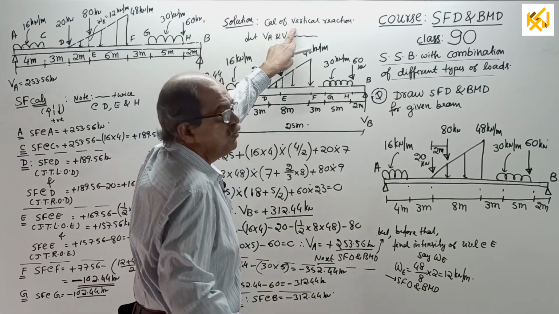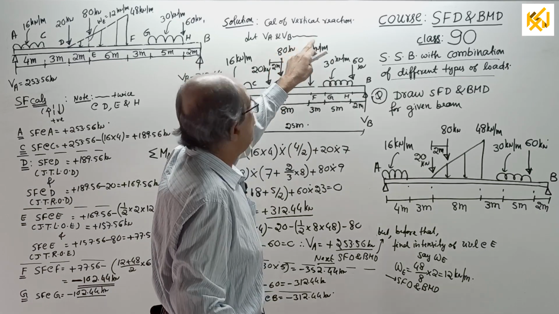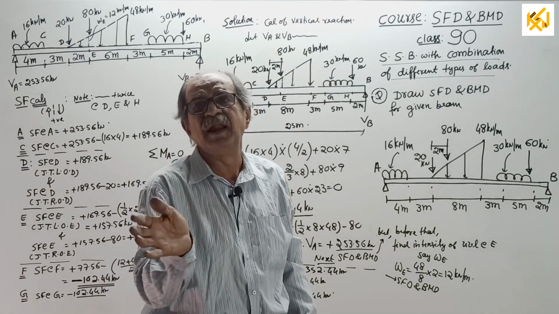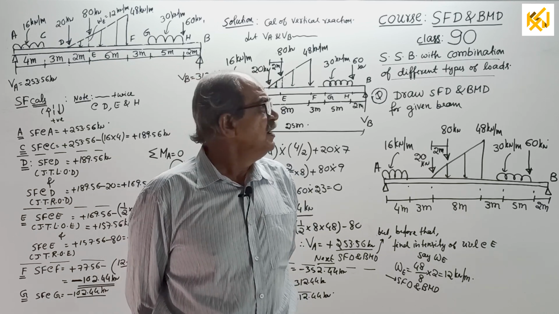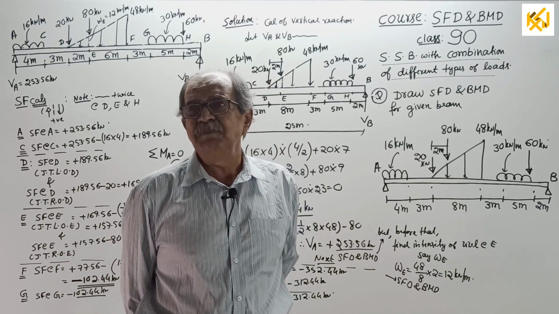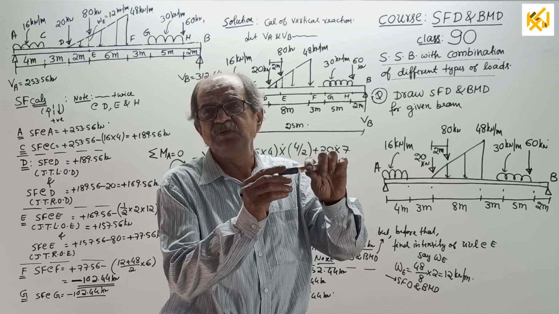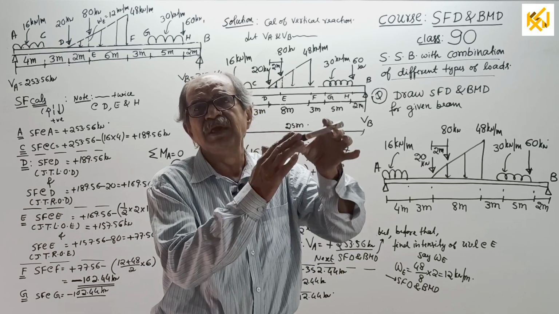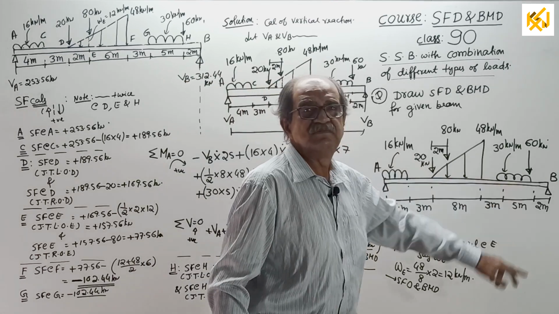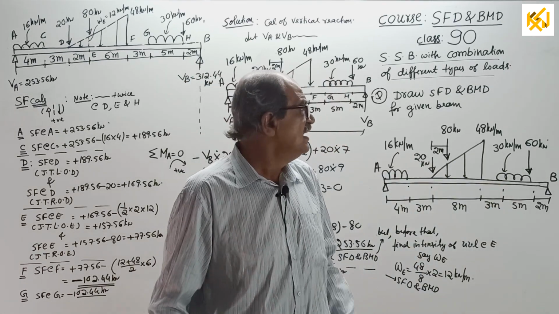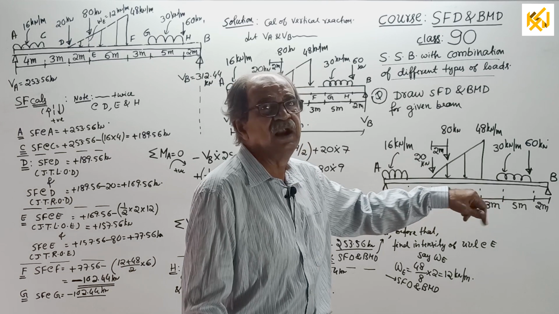Solution: calculation of vertical reactions. Let VA and VB be the reactions. Whether it is one hinge and one roller, I will take up later, but for now it is not required. Even if they give one hinge and one roller, for SFD and BMD you need only vertical reactions. So it can be hinge and roller here, but in many places they simply put a simply supported beam.